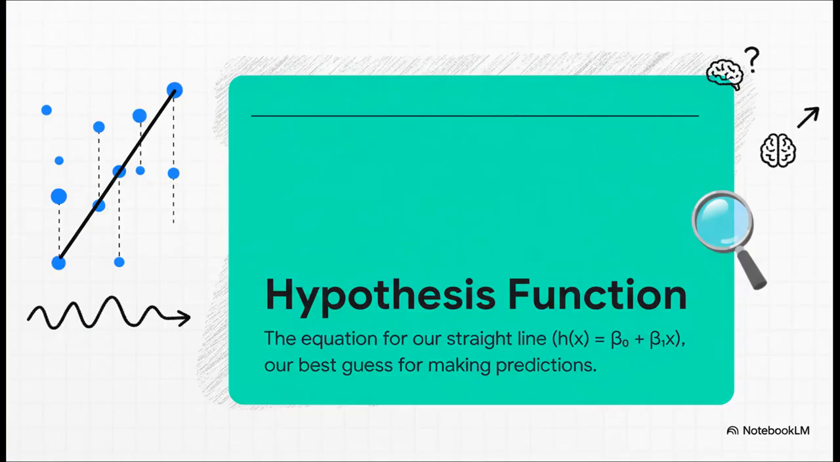In the world of machine learning, we've got a slightly fancy name for this predictive line. We call it our hypothesis function. But don't let the name scare you. It's literally the same equation you probably learned back in high school, y equals mx plus c. You'll often see it written like this, h of x equals beta 0 plus beta 1x. Here, beta 1 is just our slope, telling us how steep the line is, and beta 0 is the intercept, which is our starting point. These two numbers are the only things our machine needs to learn to create the entire model.